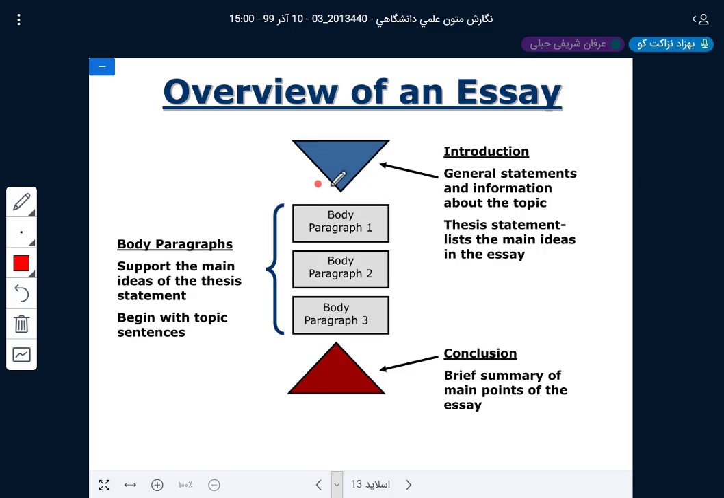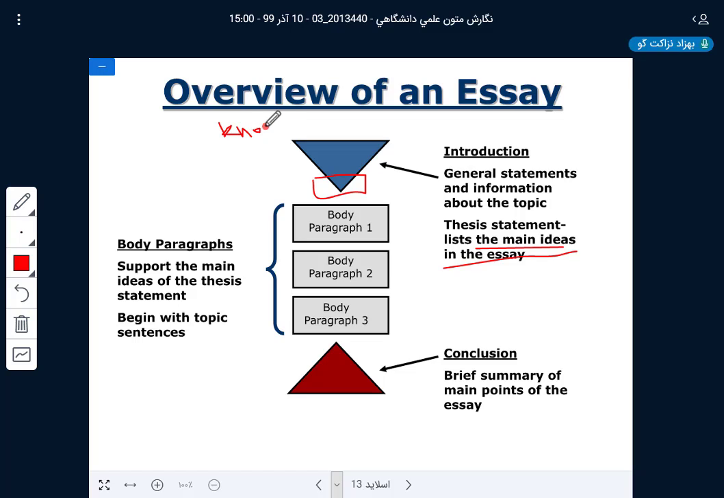This is the overview of an essay. As you see, the beginning starts with a general statement and information about the topic, and then we see the thesis statement, which lists the main ideas in the essay, some subpoints or clues. And this is the place for the thesis statement. So, as you see, we start from something which is known to something which is unknown.